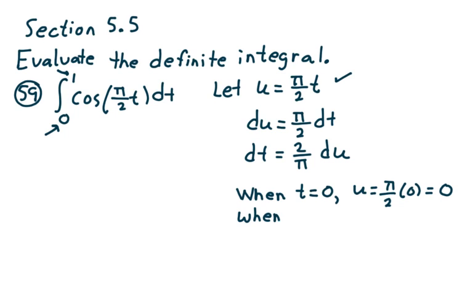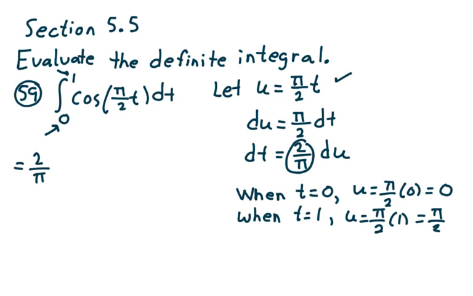When t is 1, u is pi over 2 times 1, which is pi over 2. And so I'm going to take this 2 over pi, and I'm going to put it out in front of the integral, and I'm going to integrate from 0 up to pi over 2 of cosine u du.